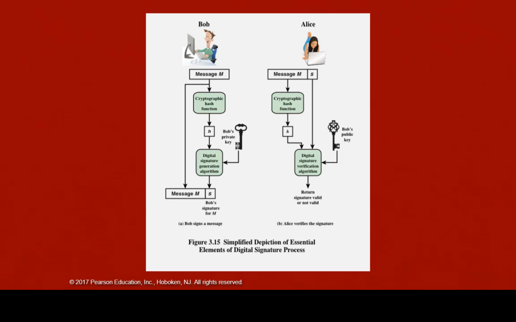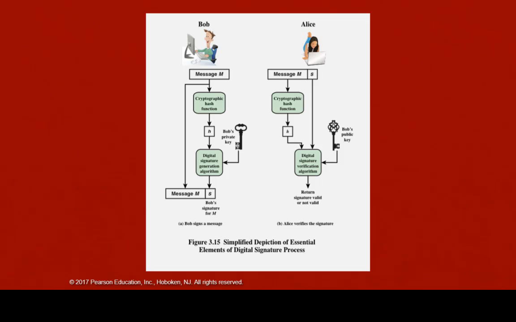Please pause and review the figure, simplified depiction of essential elements of digital signature process. The figure is a generic model of the process of making and using digital signatures. All of the digital signature schemes in FIPS 186-4 have this structure. Suppose that Bob wants to send a message to Alice. Although it is not important that the message be kept a secret, he wants Alice to be certain that the message is indeed from him.